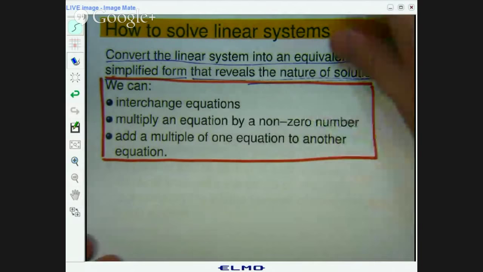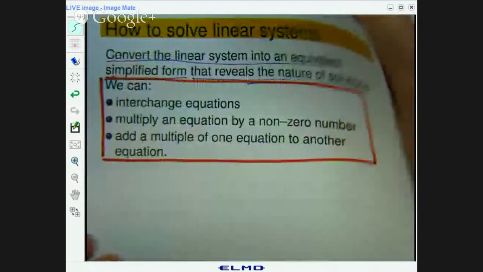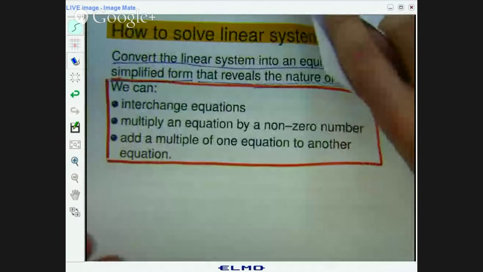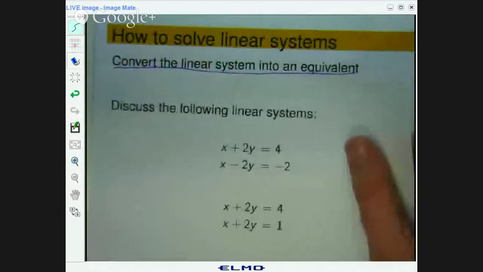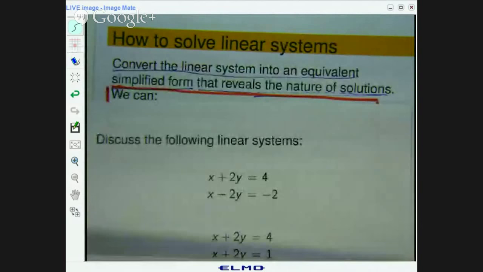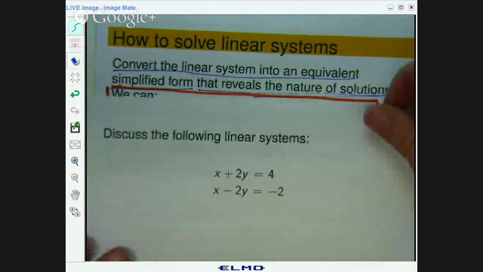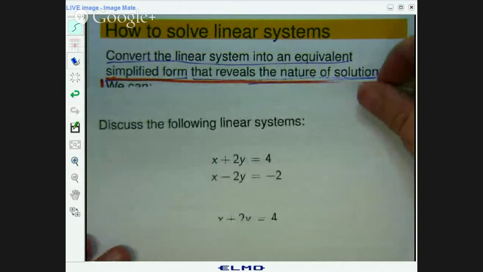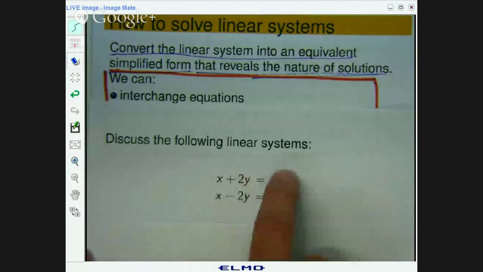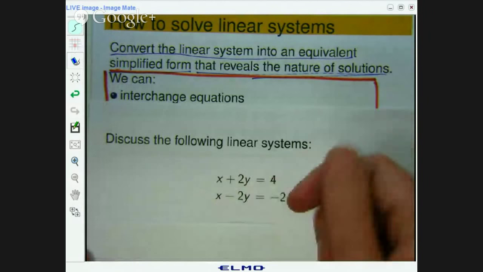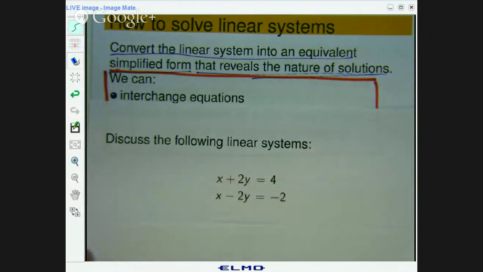So let me just give you an example here. These are the kind of examples we're going to look at today. Two equations, two unknowns, right? Let's just look at, say, the first equation. All right. Now, interchange equations. That's the first equation, that's the second equation. You can switch the order around. This could be the first equation and that could be the second equation just by writing this up here. It hasn't changed the problem at all and it hasn't changed the nature of the solutions.